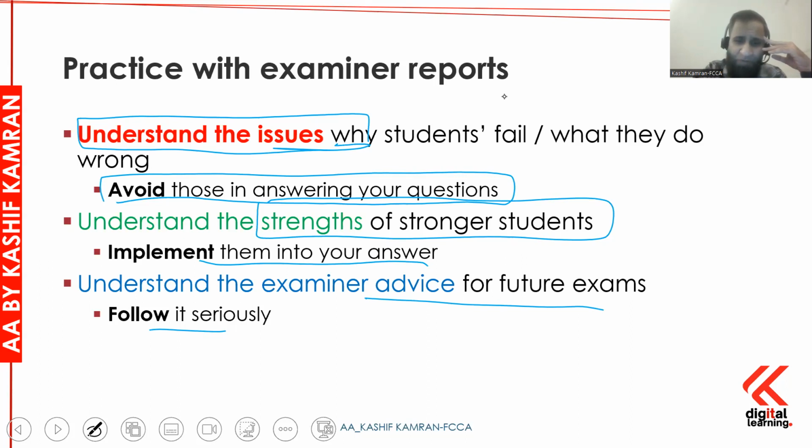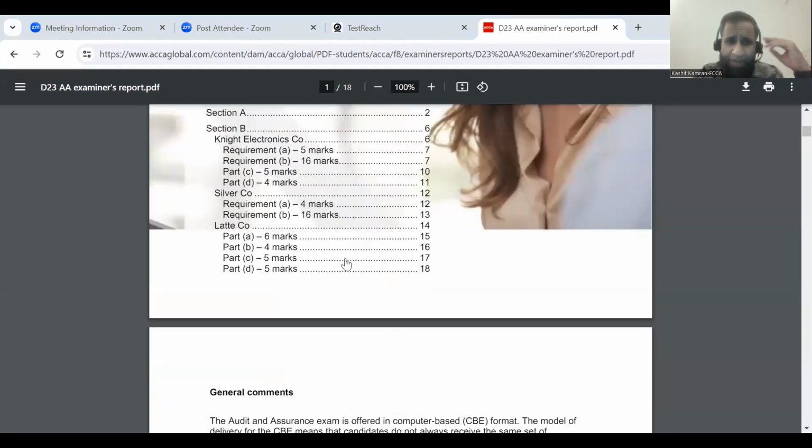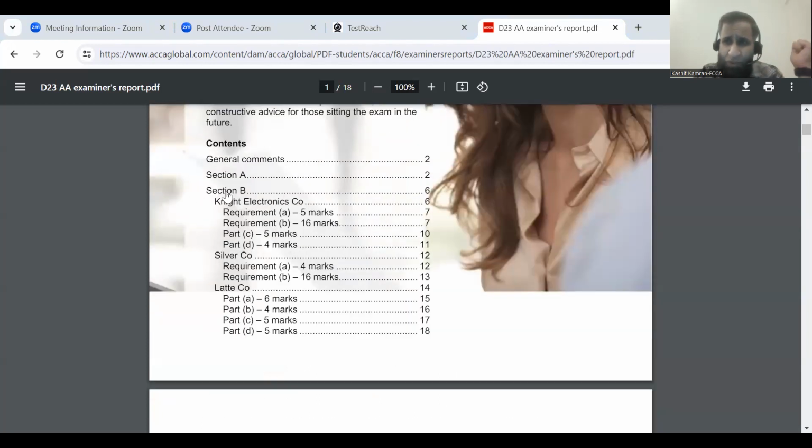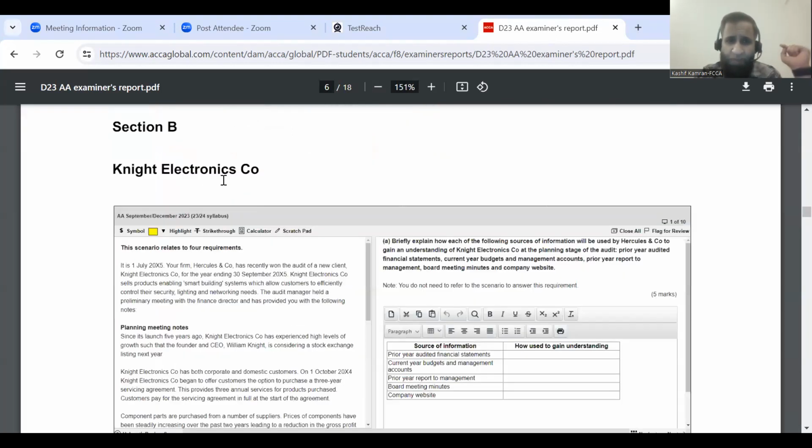Just let me show you a glimpse of one. Can you see the examiner report for September, December 23 in front of your screen now, all of you? Okay, great. You go down. Can you see there is an examiner report section B? You open section B and see the examiner is giving you the report for section B.